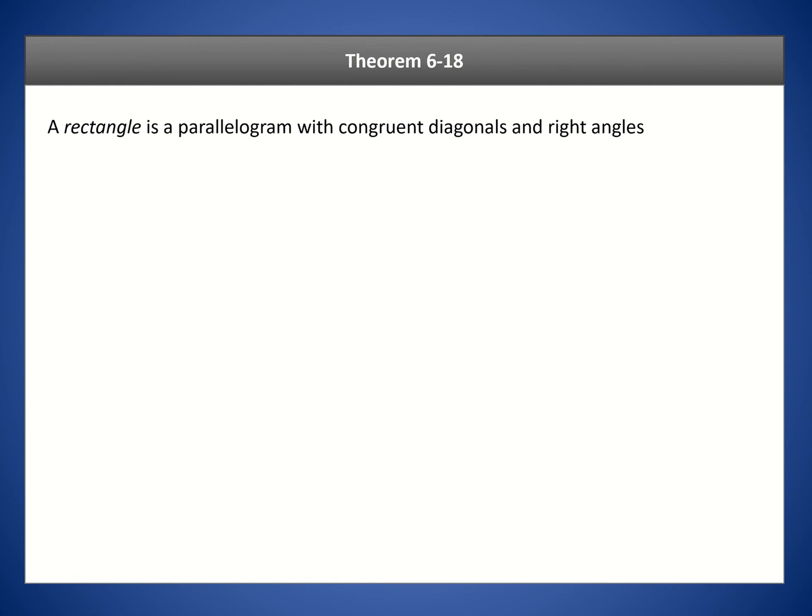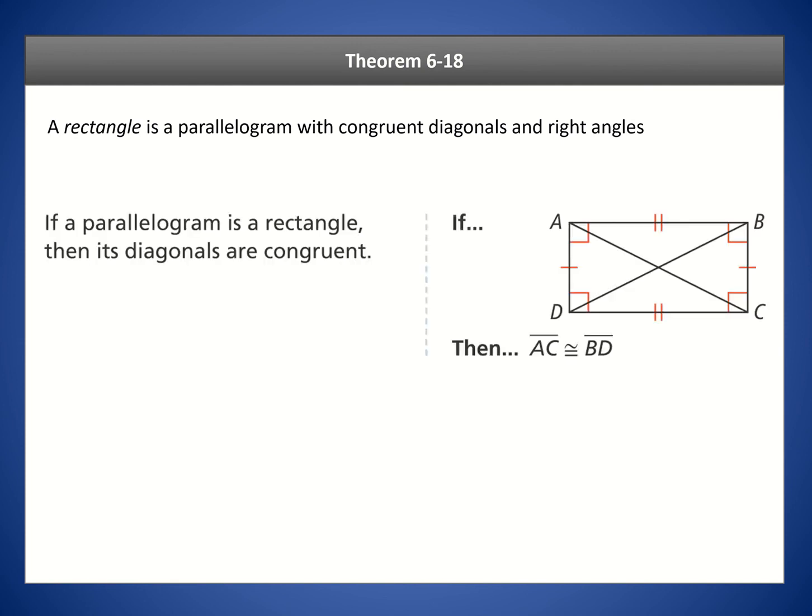All right, so now let's focus on the rectangle. So we talked about the rhombus and its properties. We went ahead and proved some of those properties, and then we went over a few examples. Now, a rectangle is a parallelogram as well, but it has congruent diagonals and right angles. So unlike the rhombus, the angles on the inside are not necessarily right angles.